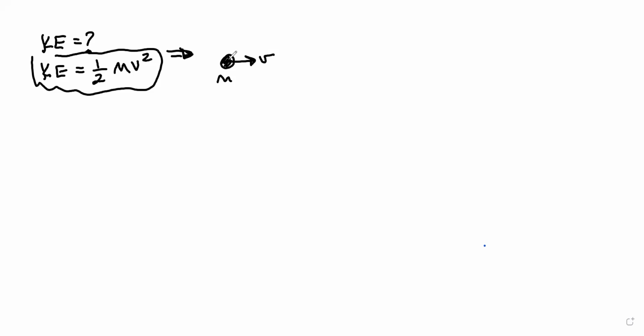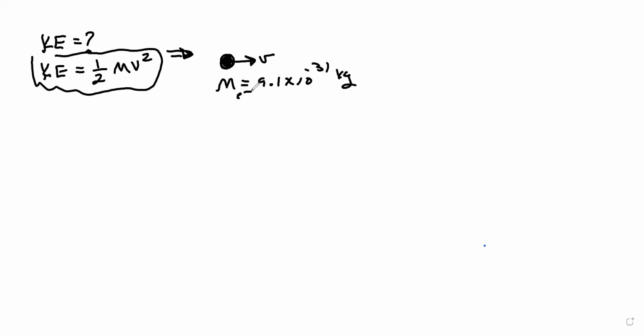It helps. So we have a particle that is moving. Let's say it's this particle right here, and it has a mass of 9.1 times 10 to the minus 31 kilograms. So that's the mass of the electron. So that's the mass of this little particle.